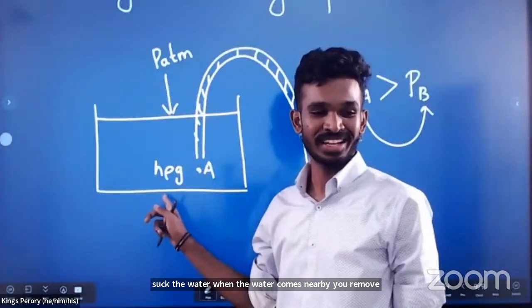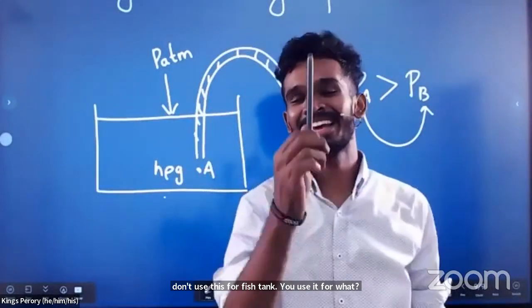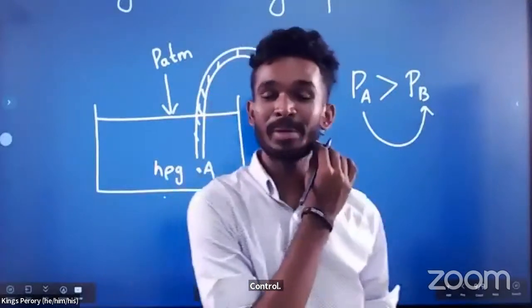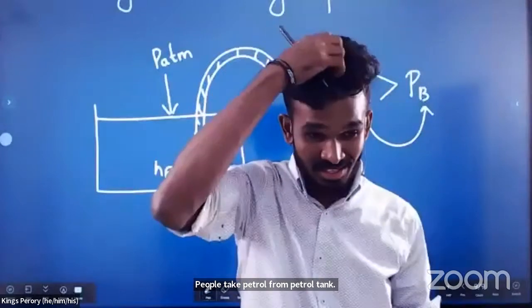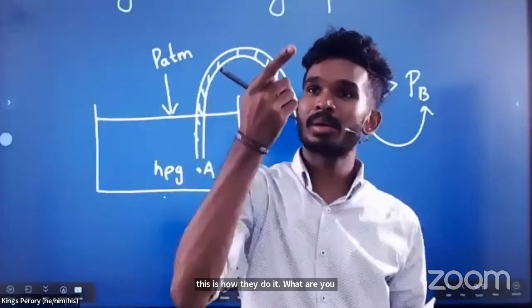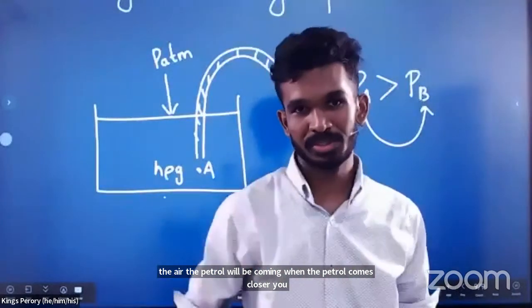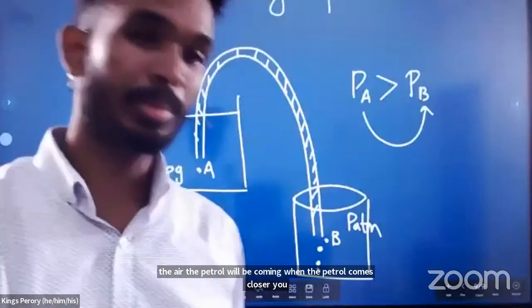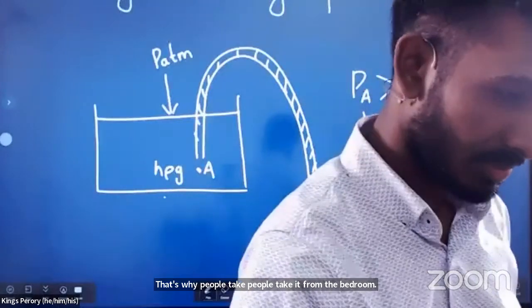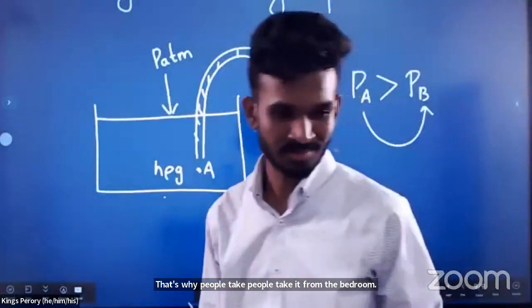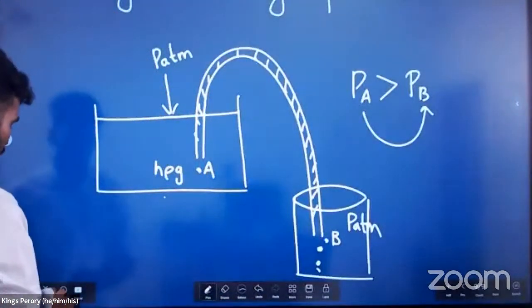Don't use this for a fish tank. What do you use it for? Petrol. People take petrol from a petrol tank. This is how they do it. Put a tube, suck the air. The petrol will be coming. When the petrol comes closer, you remove this thing and then it comes out. That's how people take petrol from the petrol tank. And sometimes petrol goes inside. Then you wash the mouth.